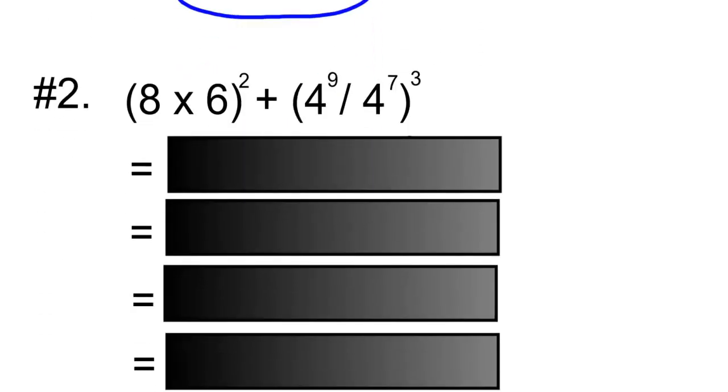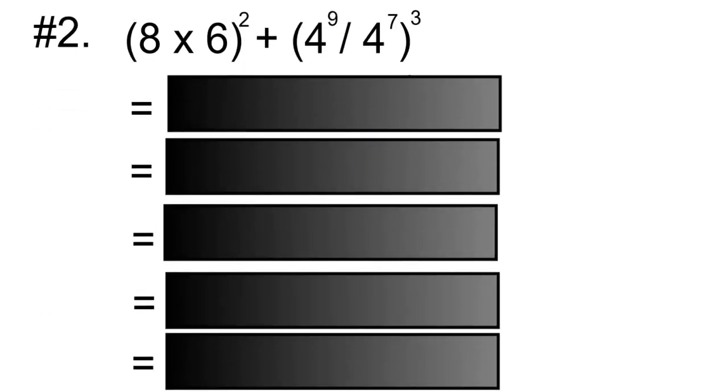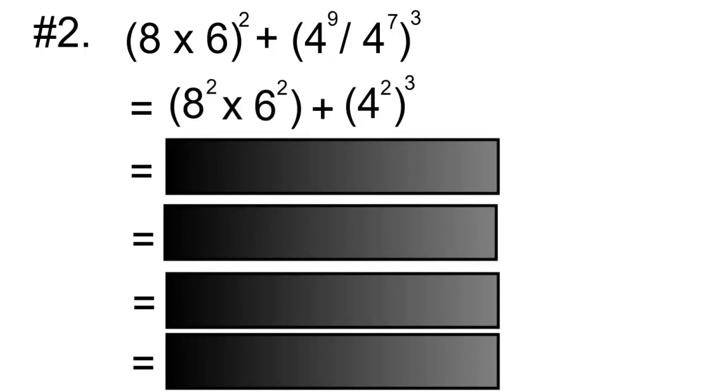For question number 2, 8 times 6 to the power of 2. This is going to be a power of a product, so the exponent 2 will apply to the 8 and to the 6. And we'll also answer 4 to the 9 divided by 4 to the 7, which means we subtract those exponents. This will give us 8 to the 2 times 6 to the 2 plus 4 to the 2, all to the 3.